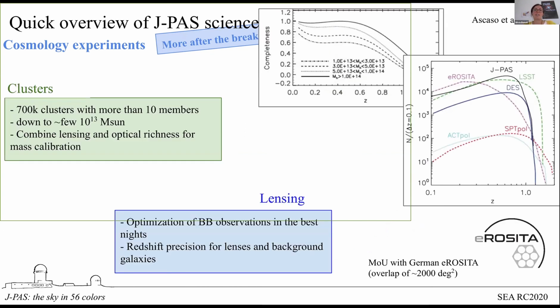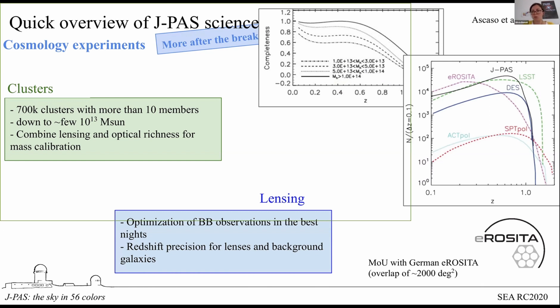Clusters are also another very interesting topic for J-PAS. Because of the very accurate photometric redshift accuracy, we can find clusters down to relatively low masses, down to group masses of a few times 10 to the 13. And this, when combined with lensing analysis, so we will take broadband observations in the best photometric nights, will be quite powerful. J-PAS will provide very powerful data also for cosmological studies with this combined set.